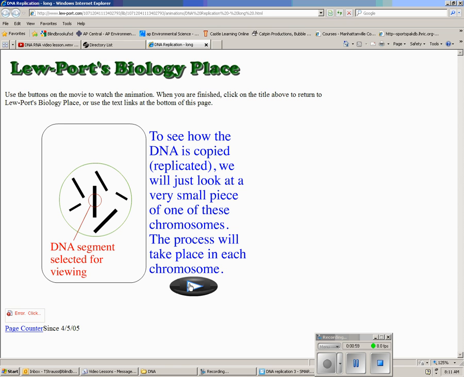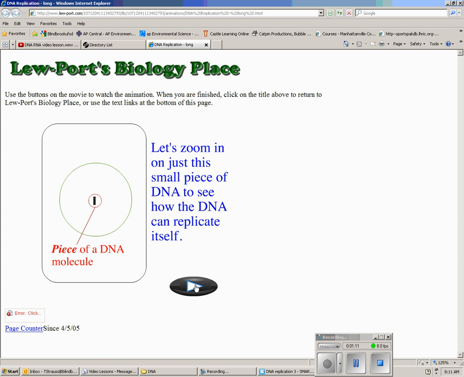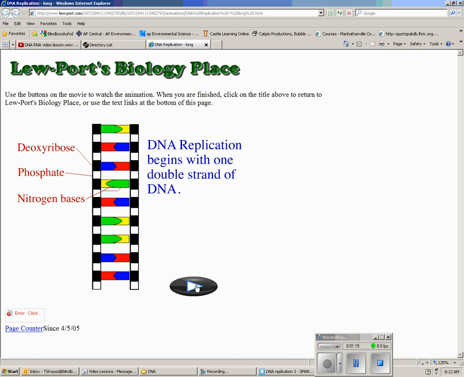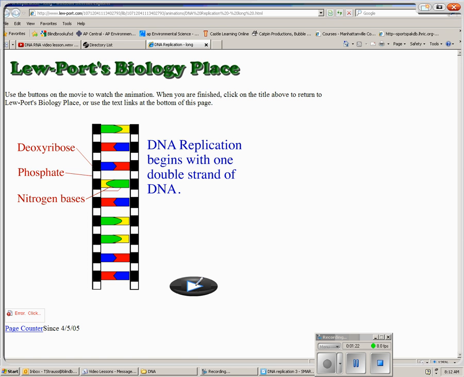So we're going to just select a segment of DNA to do this with so we can see how it's replicated. And we're just going to look at a really small piece of it because there's so much. If we zoom in on this piece to see how it replicates, we see that we have our double helix, the two strands. We have the nitrogen bases here, and we have our phosphate and sugar deoxyribose backbone here. And that goes all the way down, and that's duplicated because we have one on each side.